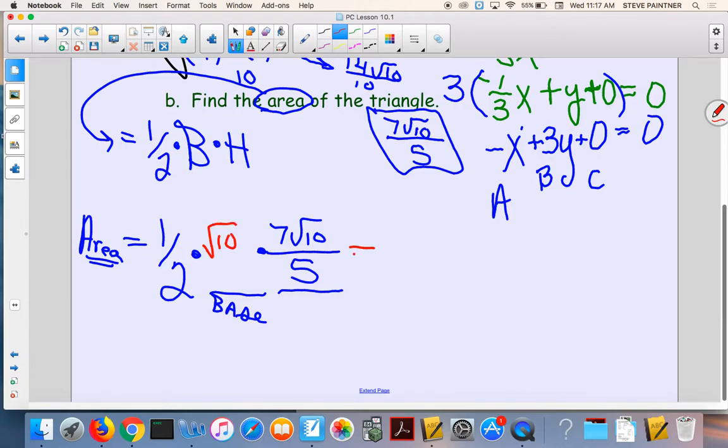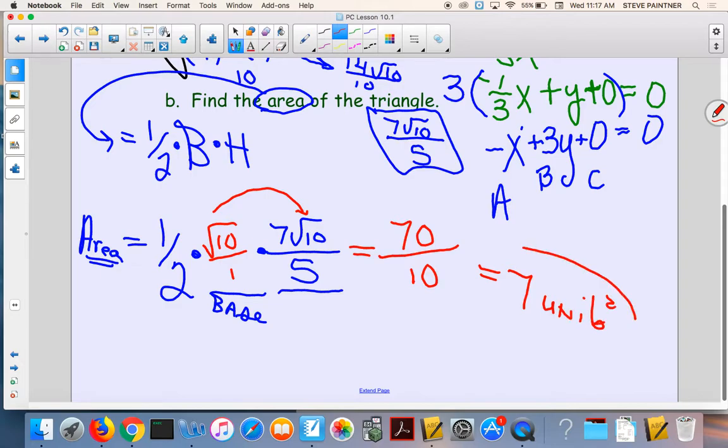Okay? This is over 1. Multiply. What's the square root of 10 times the square root of 10? 10. 10 times 7, 70 over 10. The answer is what? 7 square units. Okay. 7 square units.